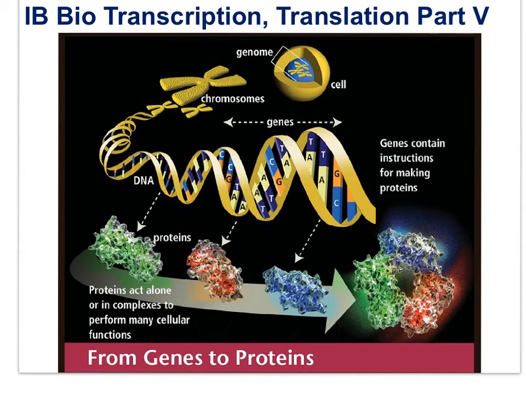IB Bio, Transcription Translation Part 5. We'll review translation with just a bit of added detail. Once we review translation, we will examine the nature of mutations, specifically the sickle cell mutation. The essential idea is that information transferred from DNA to mRNA is translated into an amino acid sequence.